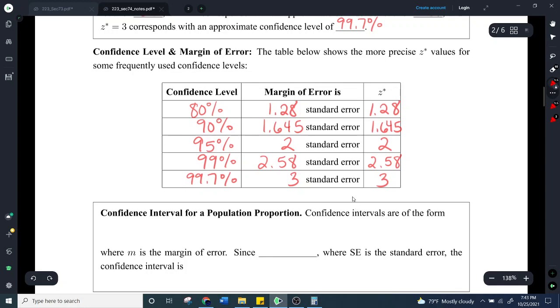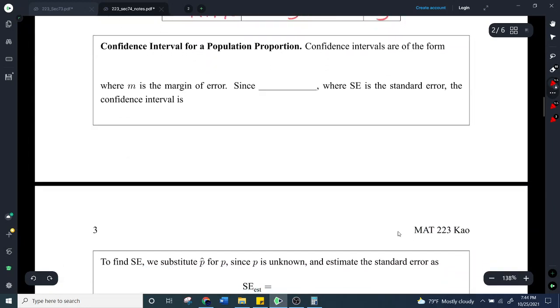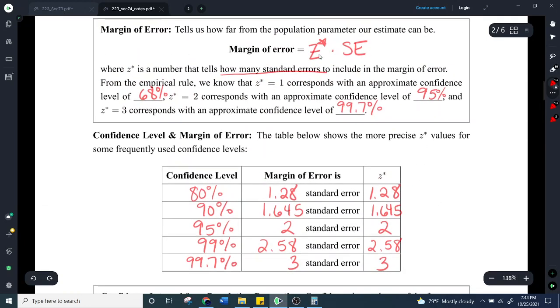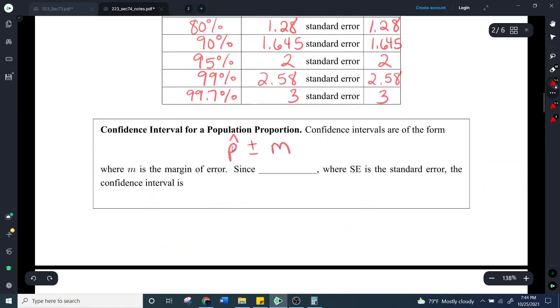All right. How do we put this all together? Let's kind of formalize the formula here. So confidence intervals are often going to be in the form P hat plus or minus the margin of error. So whatever our margin of error is that we calculate back here, we're going to add and subtract that to our P hat value. So M is the margin of error.